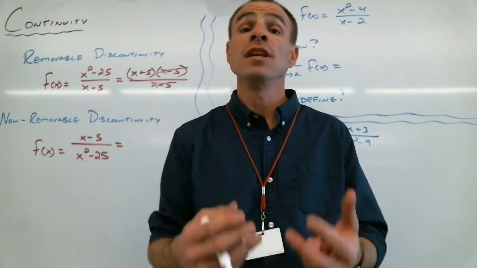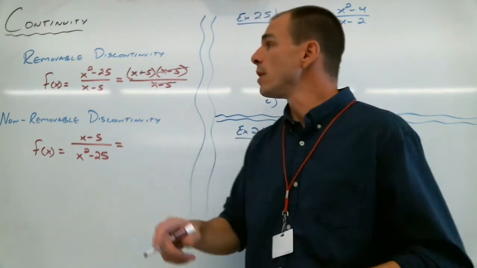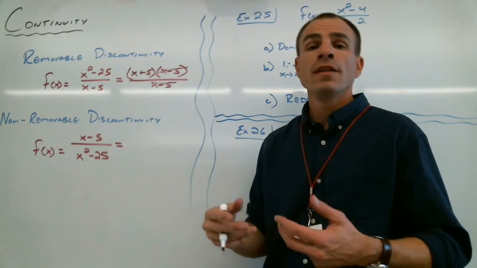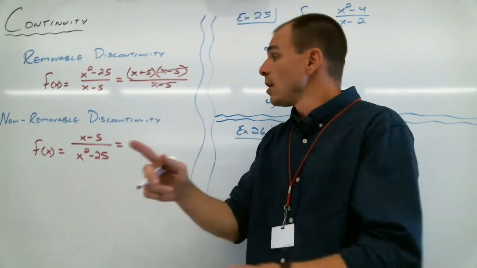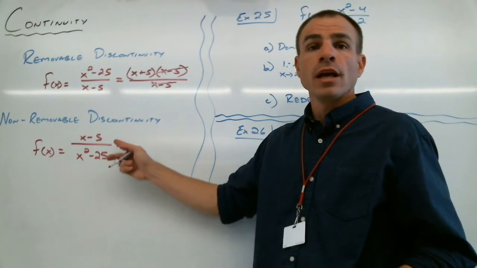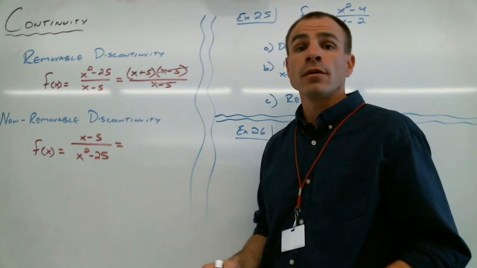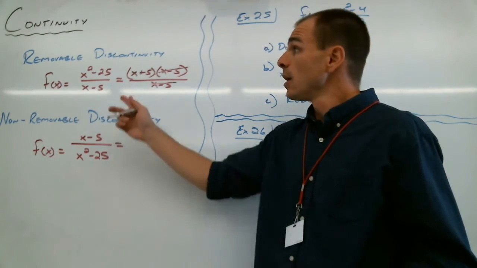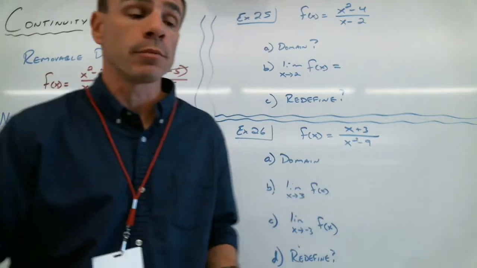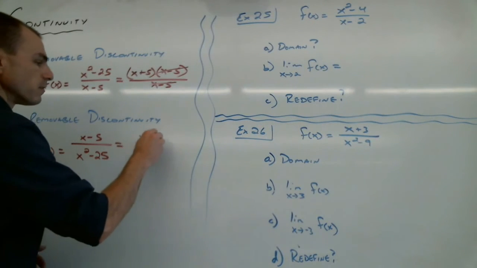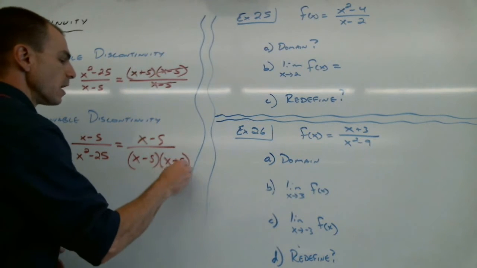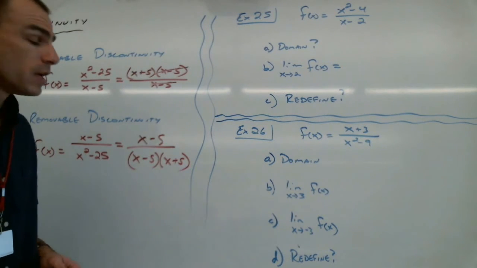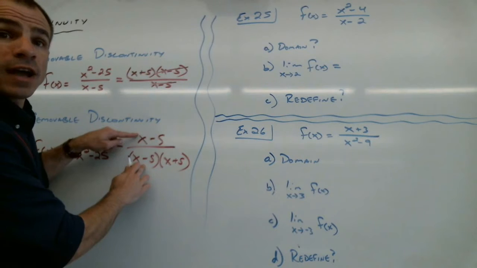Okay. As far as non-removable discontinuities are concerned, we're not going to be able to remove the issue in the denominator. Let's take this function f and let's reciprocate it. So we now have x minus 5 in the numerator and x squared minus 25 in the denominator. We can still factor the denominator like we did the numerator in the first problem. We have x minus 5 in the numerator. We have x minus 5 times x plus 5 in the denominator. Same factorization.